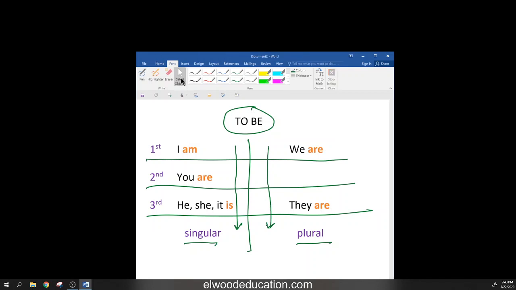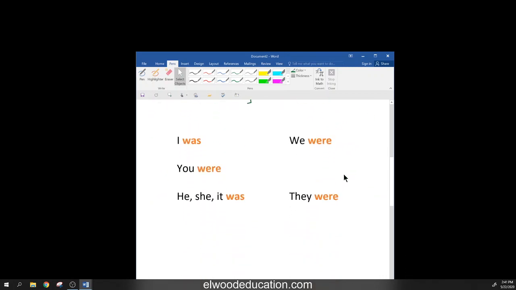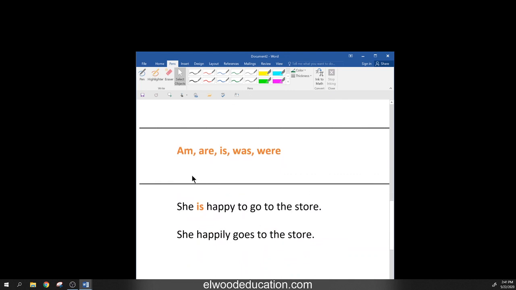When we take a look at the conjugation, I am is first person singular, you are is second person singular, he is, she is, it is. All of these structures are third person singular. We are is first person plural. They are is third person plural. We also have past tense in the conjugation table. I was, you were, he, she, it was, we were, they were. These are the to be verbs, am, are, is, was, were.